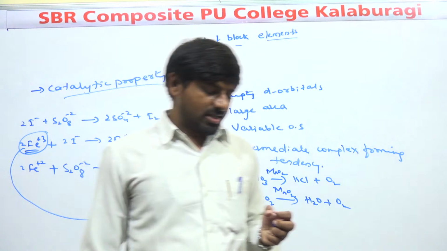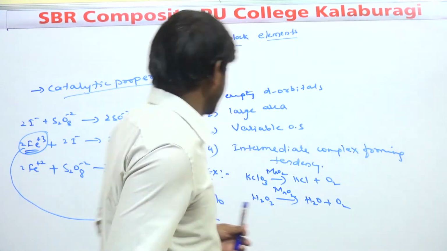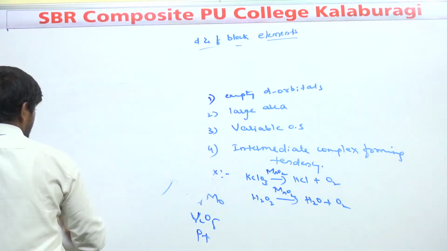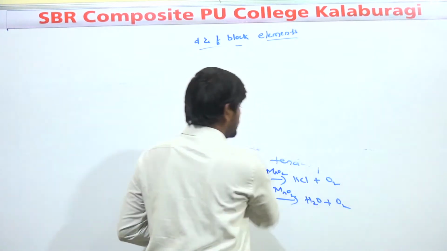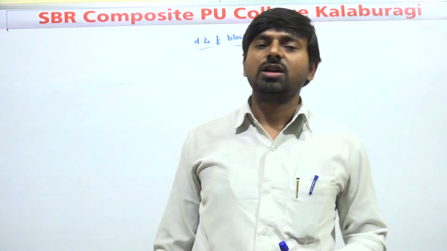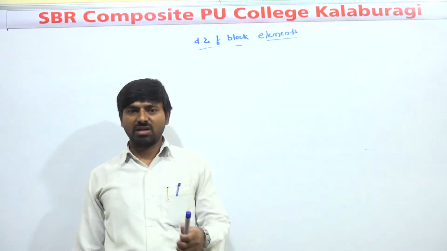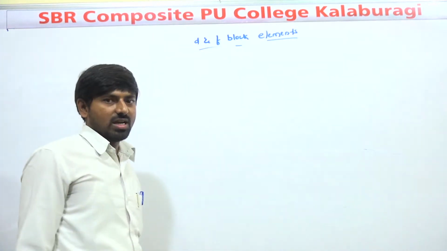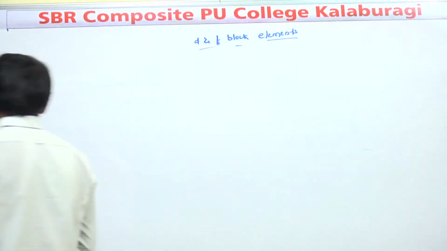Right, like this, with different chemicals according to the situation we make use. This is what it is all about, the catalytic property. Now here what you have to remember is, when a given chemical can be considered as a catalyst, it should have empty d orbitals. It should have large surface area, it should show variable oxidation state, it should have complex forming or intermediate complex forming tendency, and it should be regenerated as it is at the end of the reaction. If this is followed, then that particular chemical can be considered as a catalyst.